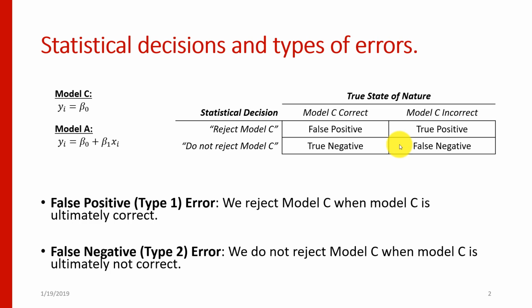Those are truly related in nature, but maybe in our sample, we didn't actually see a strong enough relationship between height and weight to reject model C. So we didn't reject model C when in fact we should have, meaning we missed an effect that was there, or we made a false negative.